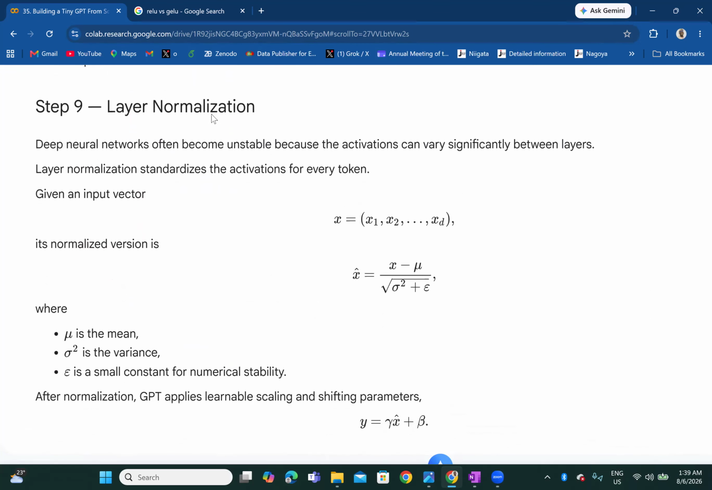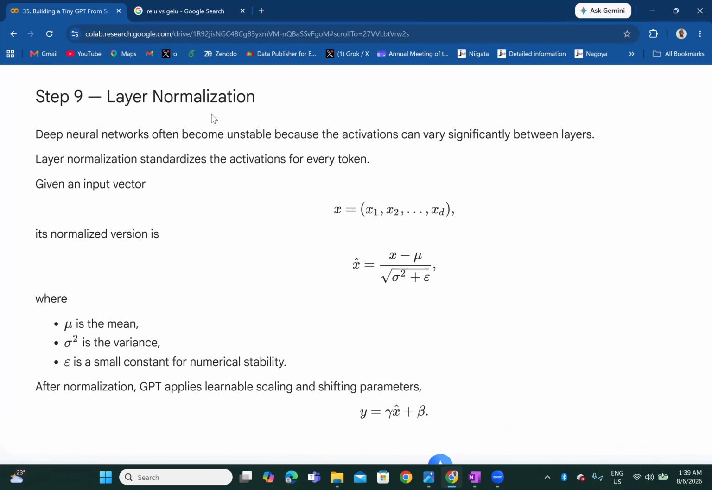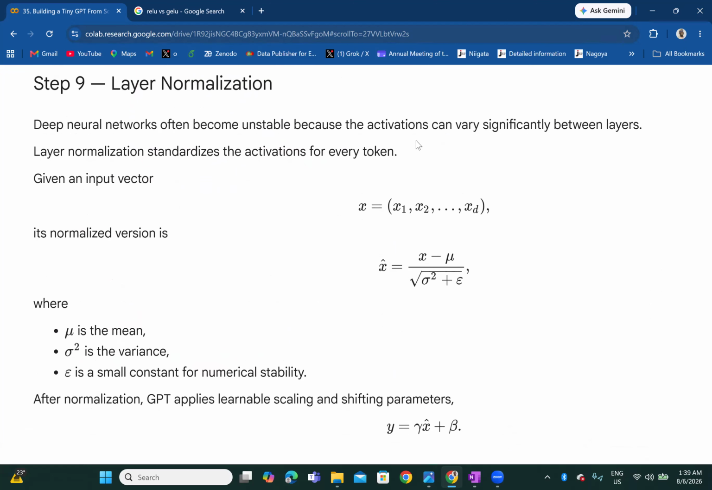And then we have layer normalization now. Deep neural networks often become unstable because the activations can vary significantly between layers. So layer normalization standardizes the activations for every token. Given an input vector x, which is x1, x2 up to xd, its normalized version x cap is x minus mu over square root of sigma squared plus epsilon. Mu is the mean of all the x's, sigma squared is the variance of all the x's, and epsilon is a small constant for numerical stability.